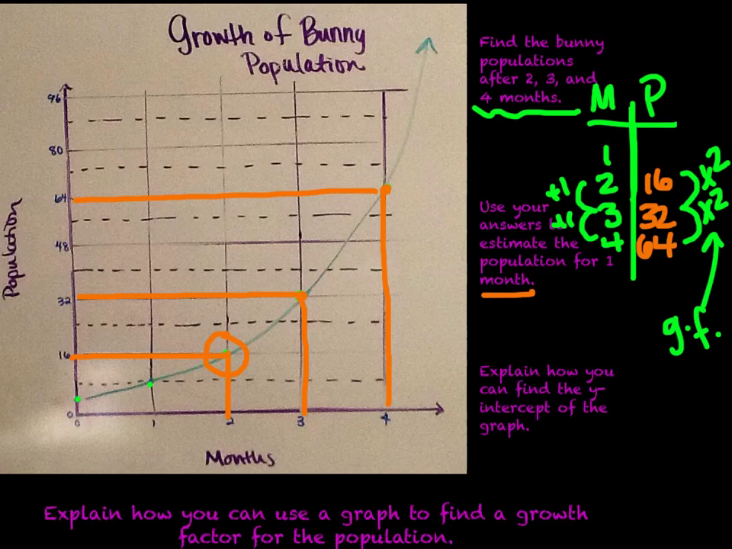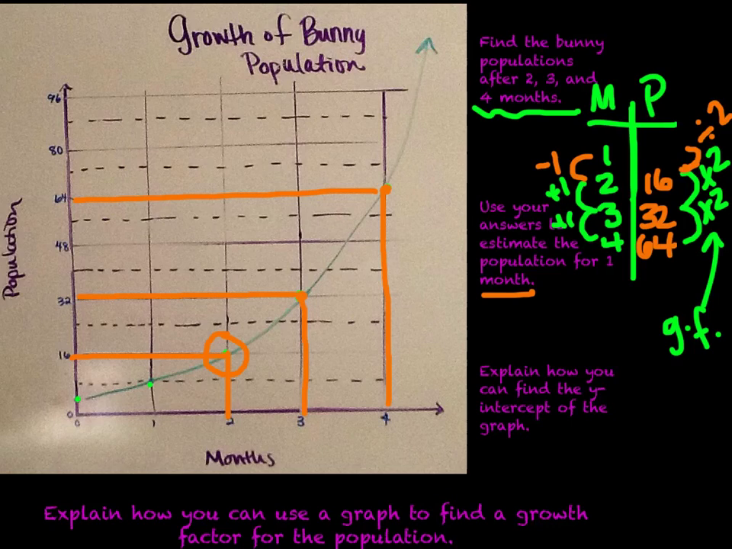So we're going to look at 1 month. Essentially we are going back in time a little bit. We're subtracting 1. If we're going to subtract 1, we need to go back in time also for the bunnies. And instead of multiplying by 2, we are going to divide by 2. So I'm moving my table backwards.